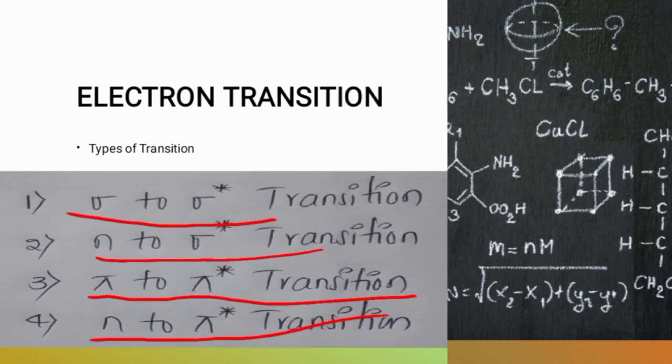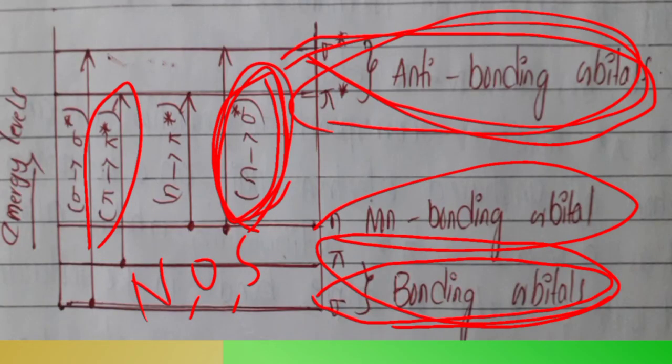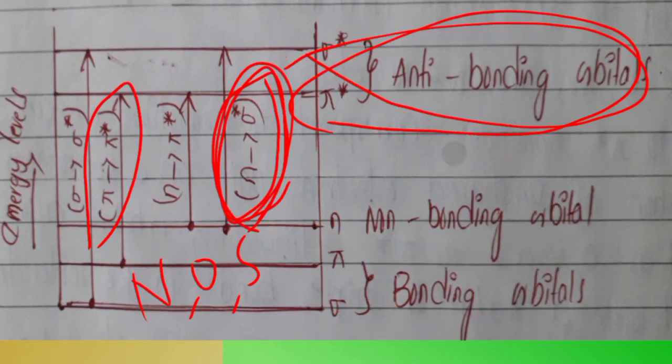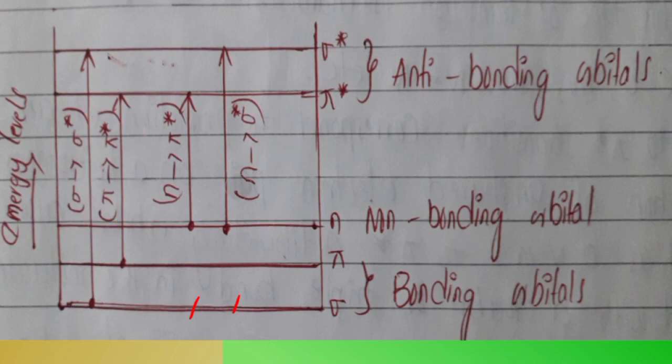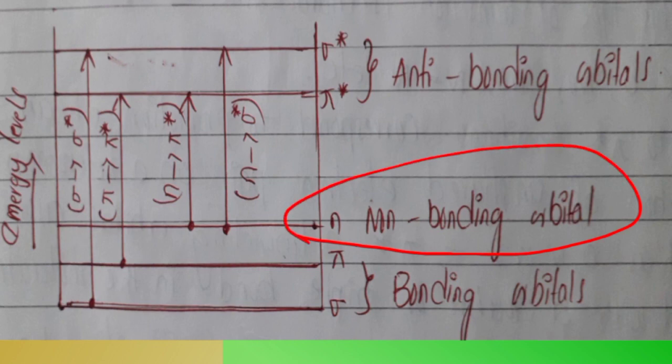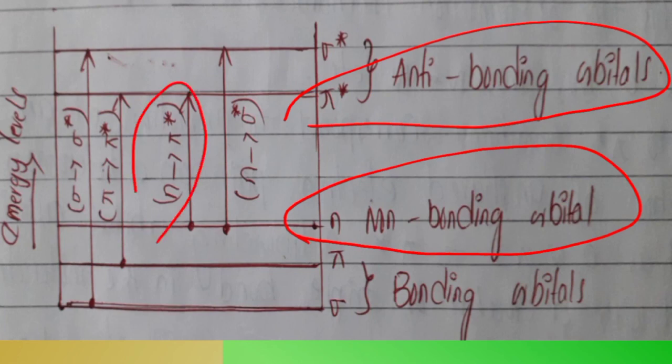the n to pi star transition. The transition of an electron from a non-bonding orbital to an antibonding pi orbital is called the n to pi star transition.